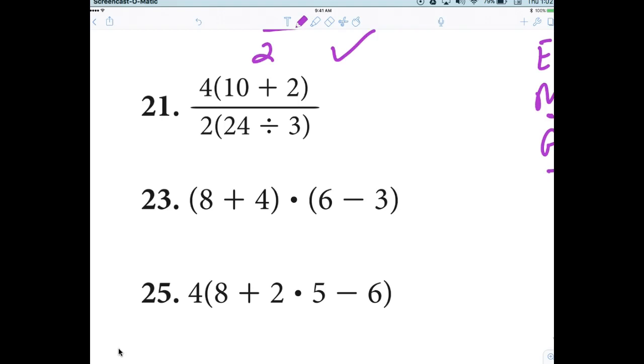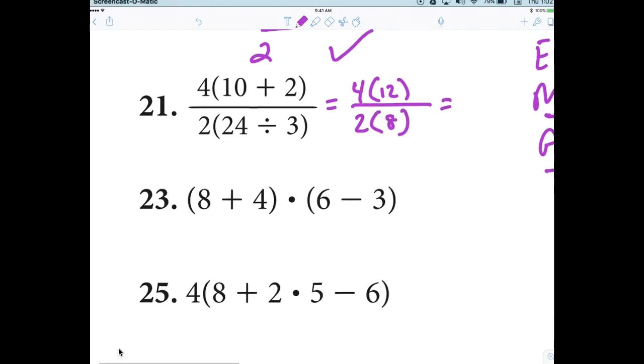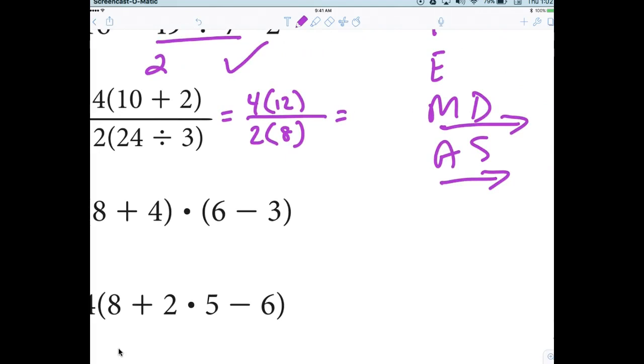Now let's take a look at 21. Hanson, what do I got to do first? You gotta do 10 plus 2 on the top, which equals 12. Then on the bottom, 24 divided by 3, which is 8. Then on the top, it'll be 4 times 12, which is 48, and on the bottom, 2 times 8, which is 16. Then 48 divided by 16 is 3. Good job. Give yourself a check.